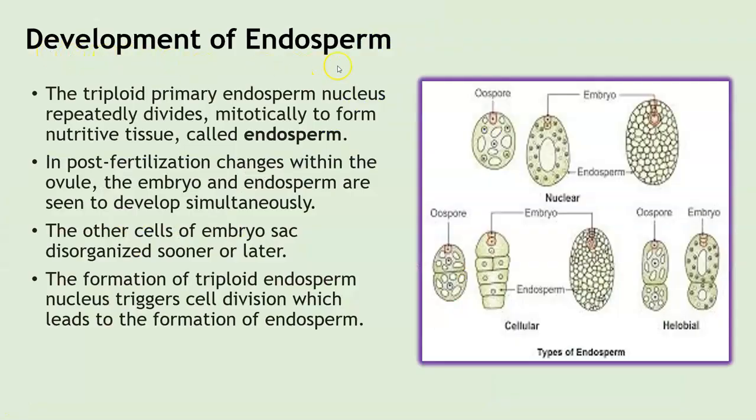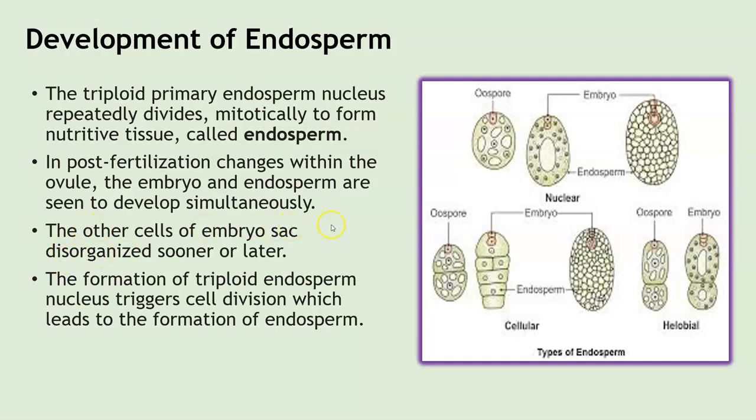Development of the endosperm. The triploid primary endosperm nucleus repeatedly divides mitotically to form nutritive tissue called the endosperm. So you have your primary endosperm, which is formed after fertilization, which divides mitotically to form the endosperm. In post-fertilization changes within the ovule, the embryo and the endosperm are seen to develop simultaneously.